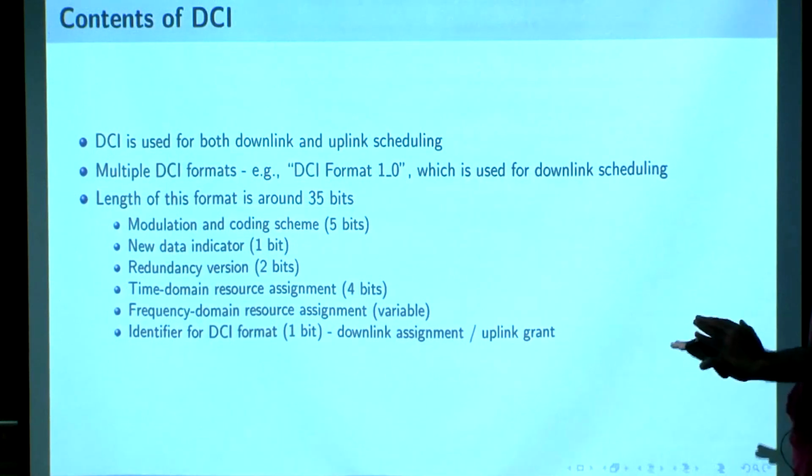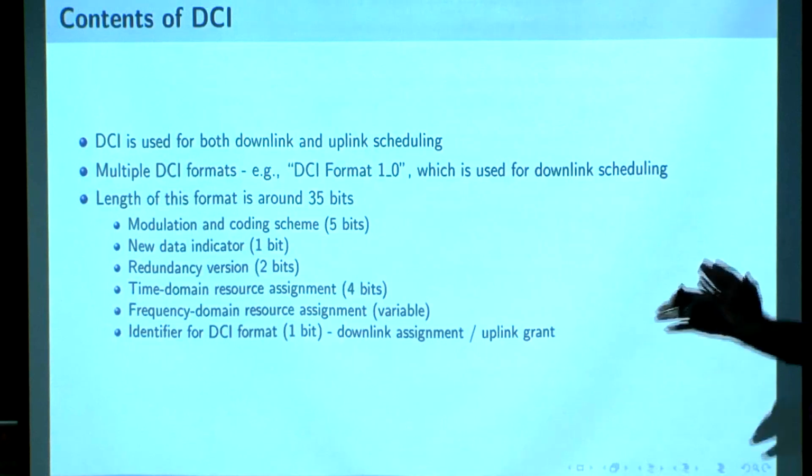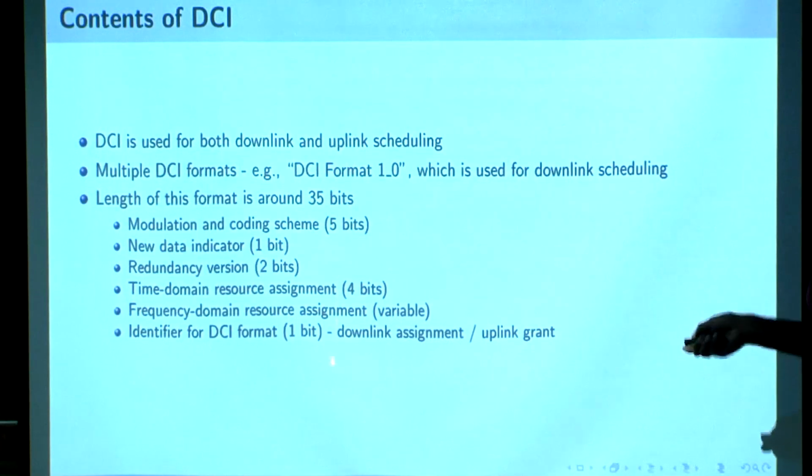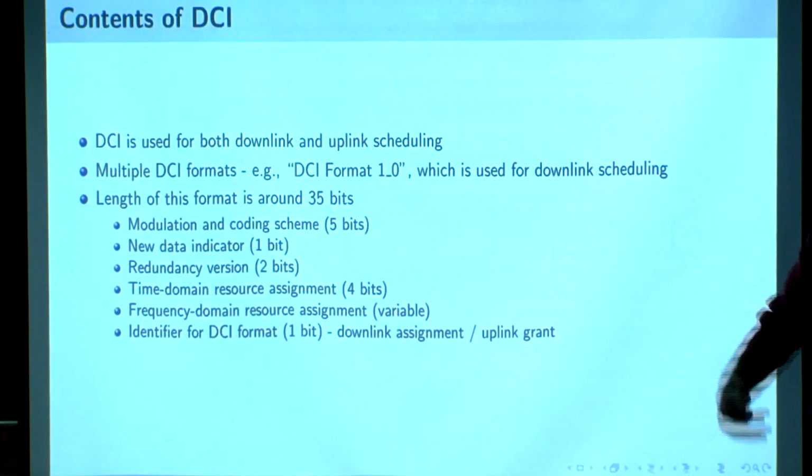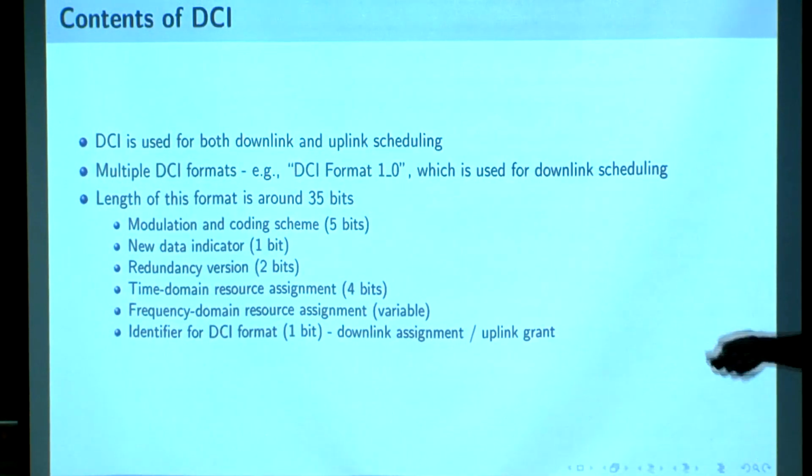But there are multiple other fields also. This is what we understand at least till now. What am I telling you here? This is the DCI content, the information required to decode the data in the downlink and encode the data in the uplink. The same DCI is used, and that's how it is differentiated.